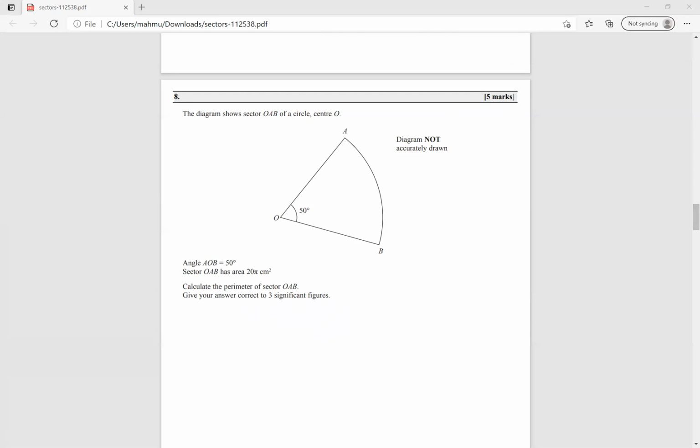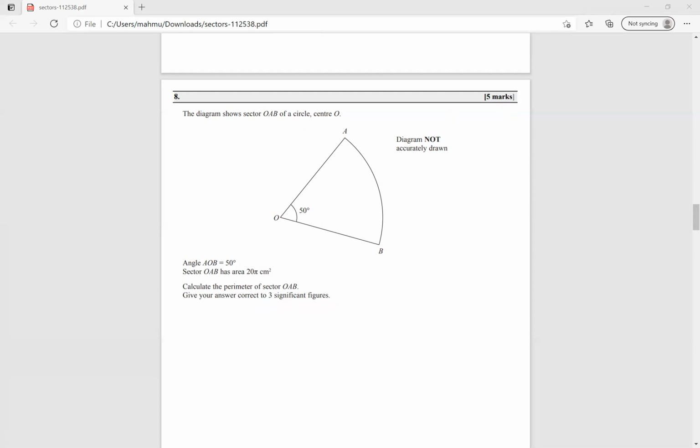So you know the area is equal to 20 pi. So we just do the arc length. We don't have the arc length. You could find the arc length, but first find the area. First find the radius, then you could find the arc length. You could do the arc length plus 2r. So first find the area and find the radius first.